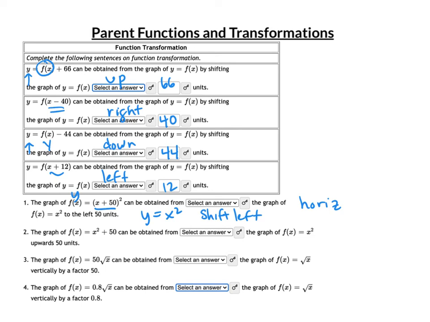Number 2, x squared plus 50. So y, this is y. Y is being affected. Y will increase by 50. This will move it up. And then again, it's a shift or a translation. And it'll go up 50.